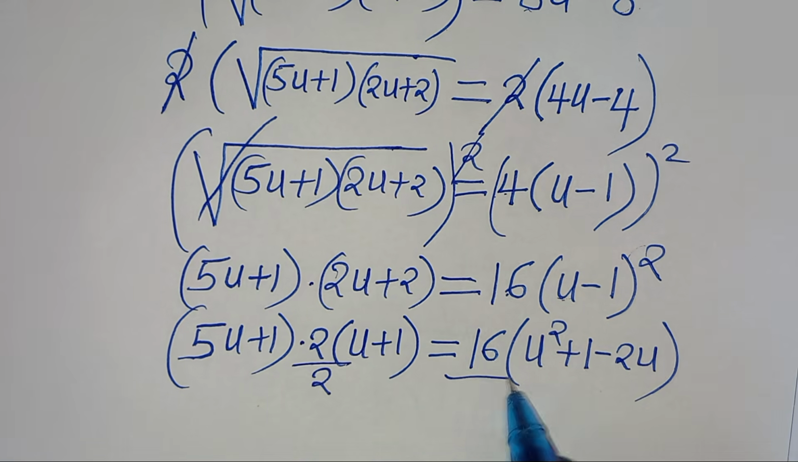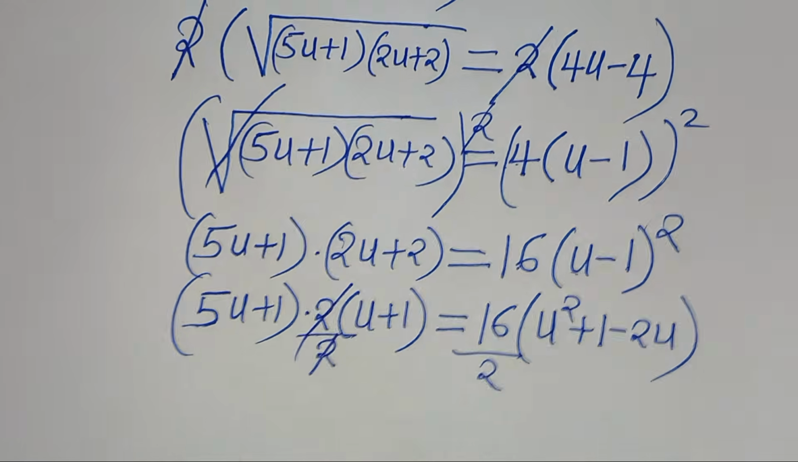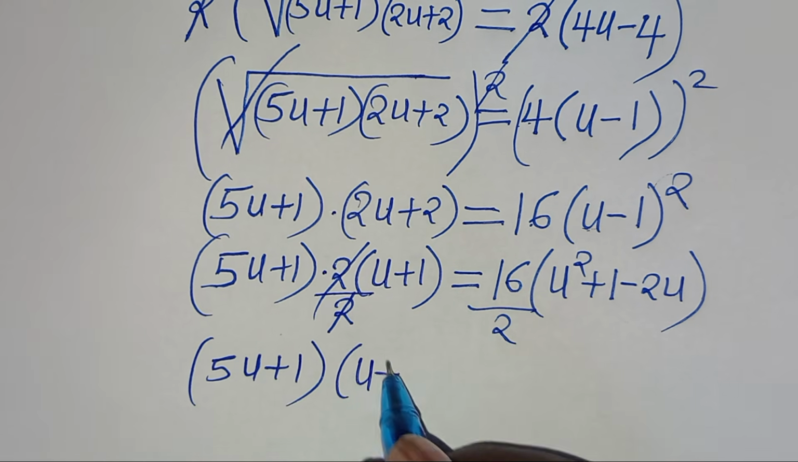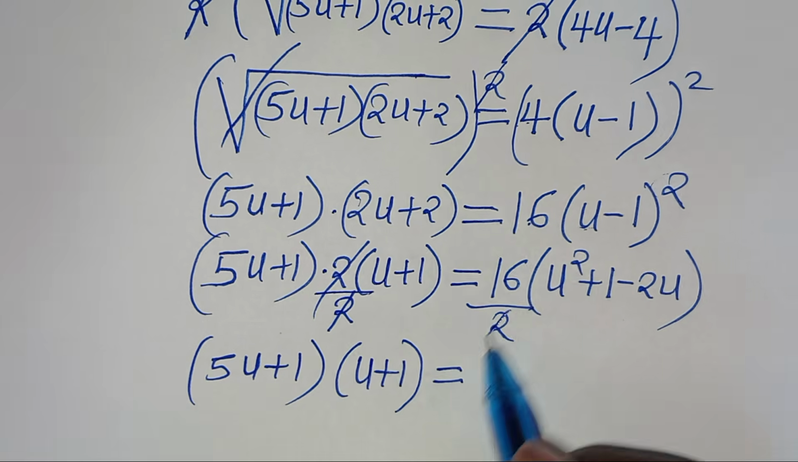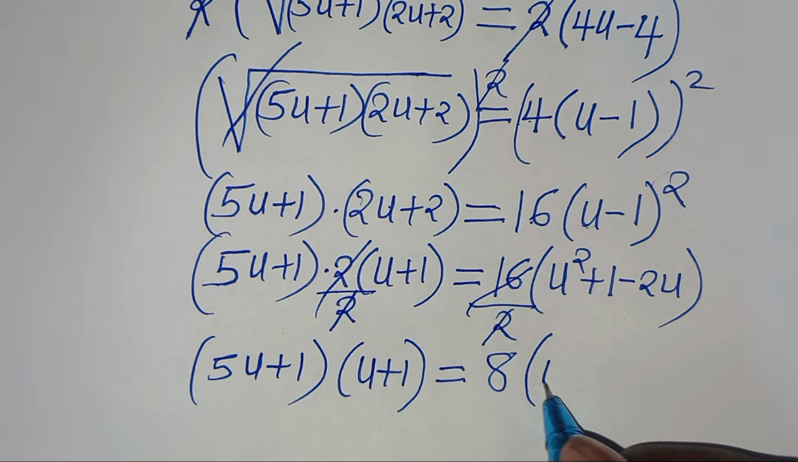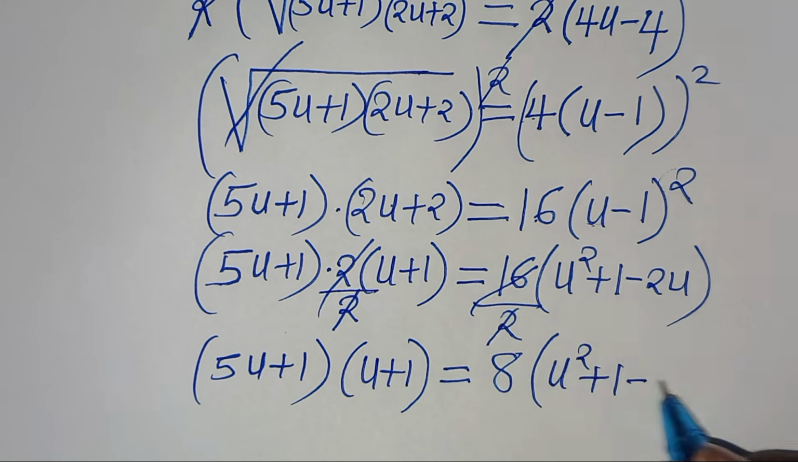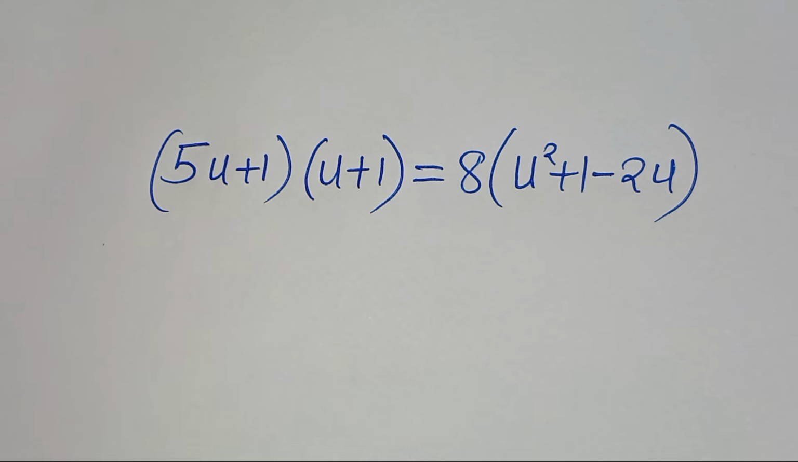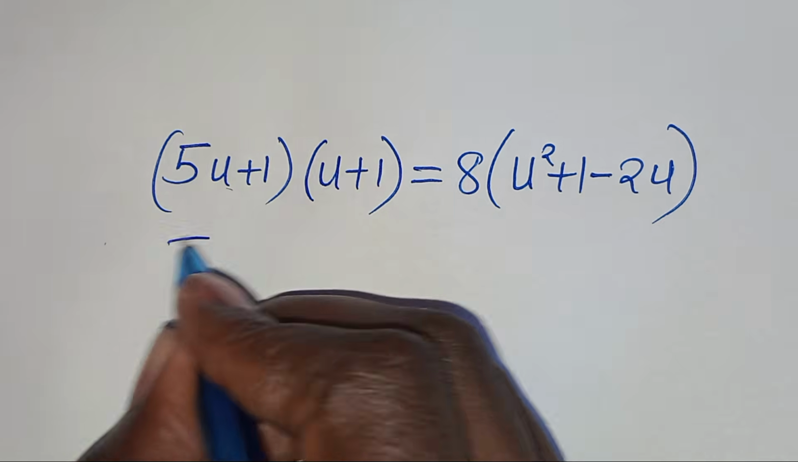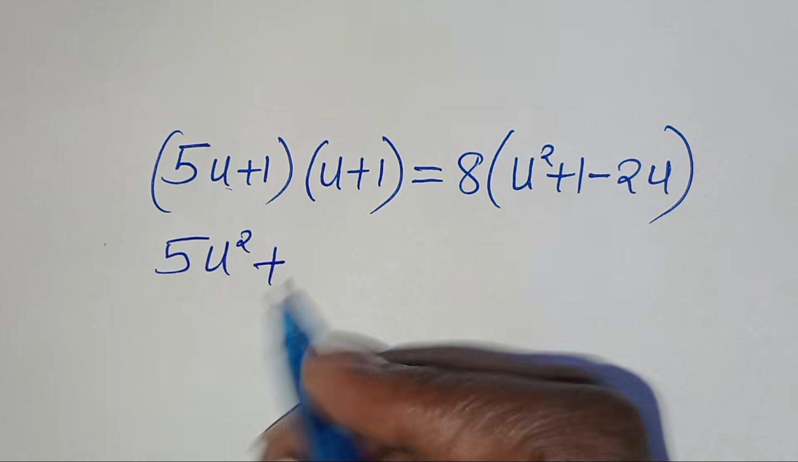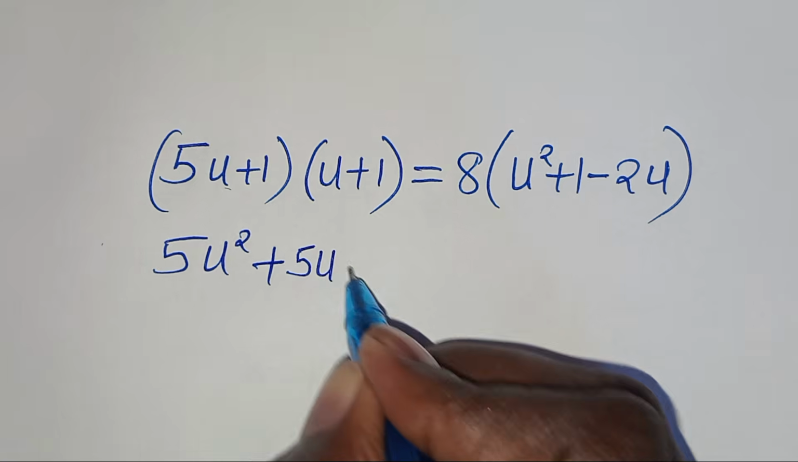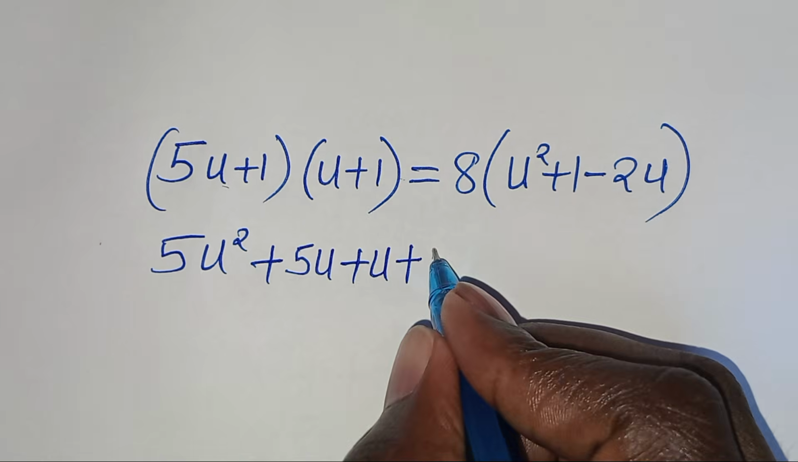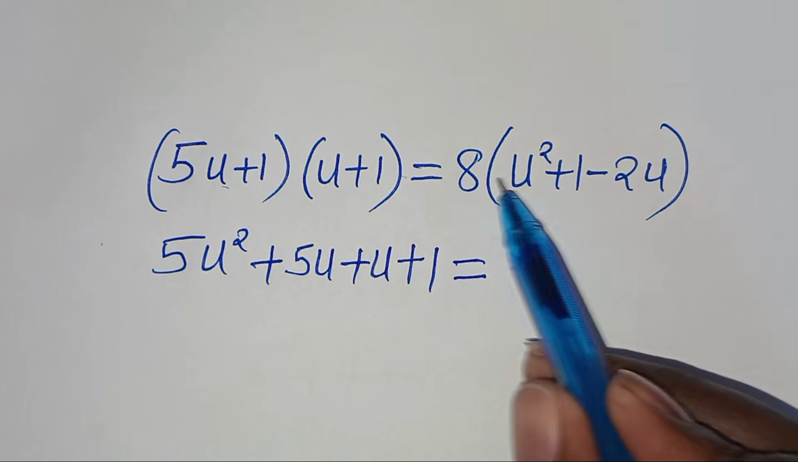Let's divide by 2 and 2 here, so that now here we have 5u plus 1 multiplied by u plus 1. This is equal to 16 divided by 2. This is 8 multiplied by u squared plus 1 minus 2u. Now here we have 5u times u. This is 5u to the power of 2. Then plus 5u times 1. This is 5u. Then plus 1 times u. This is u. Then plus 1 times 1. This is 1.